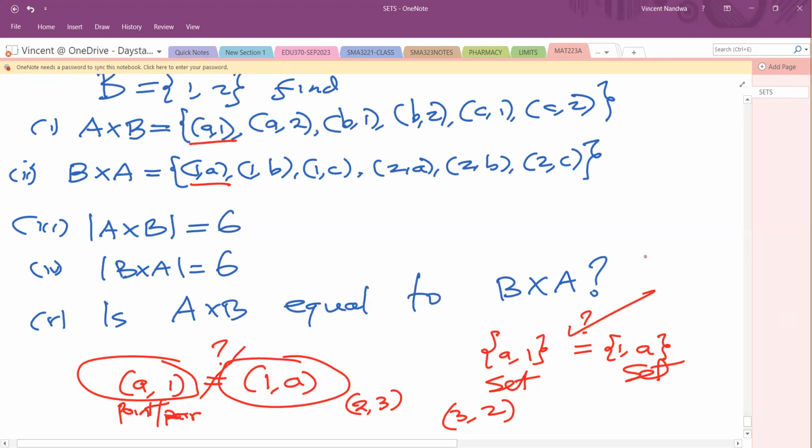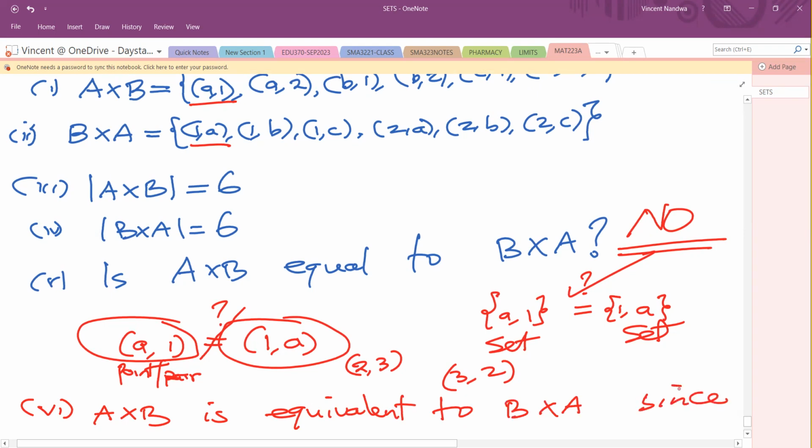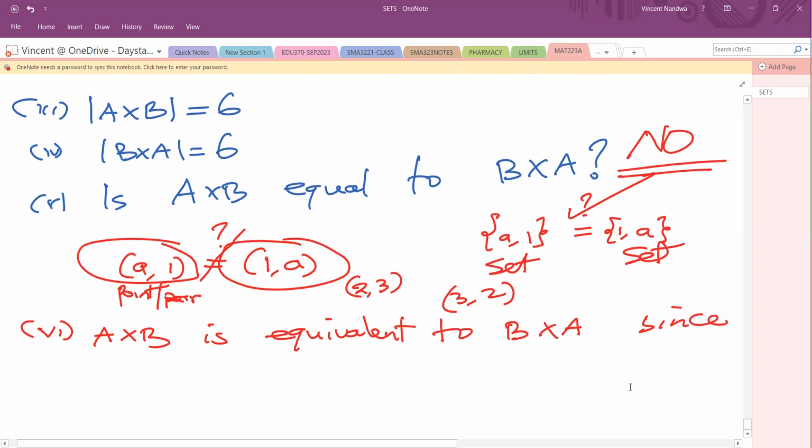So the answer is no. The elements of A cross B are not identical to the elements of B cross A. But we say A cross B is equivalent to B cross A, since equivalent sets are sets which have the same cardinality. Since the cardinality of A cross B is equal to the cardinality of B cross A.